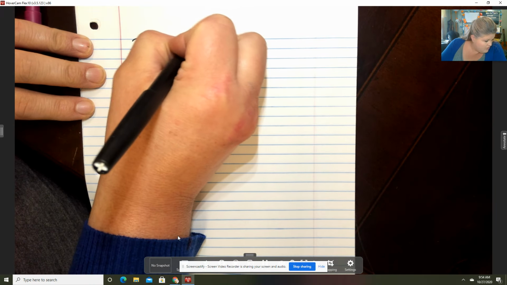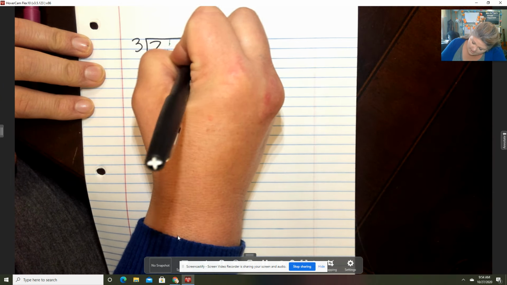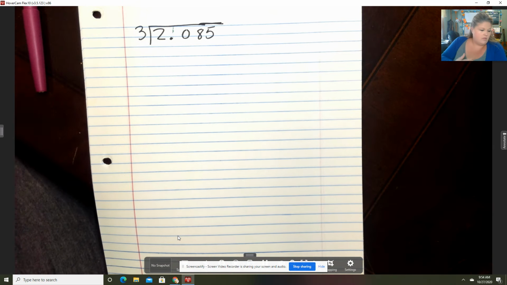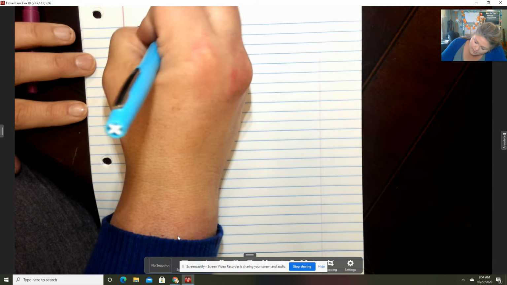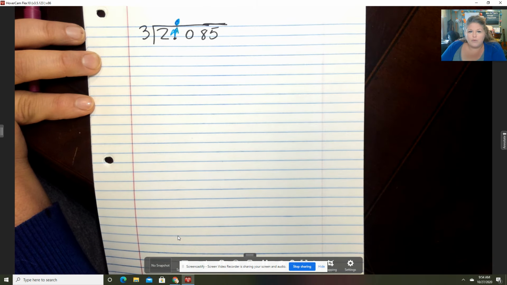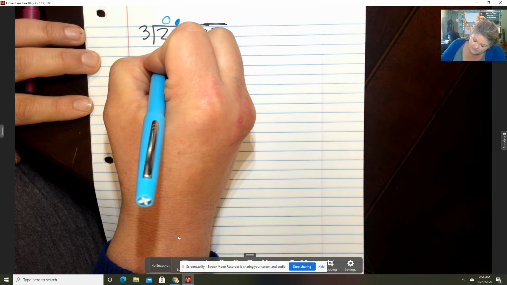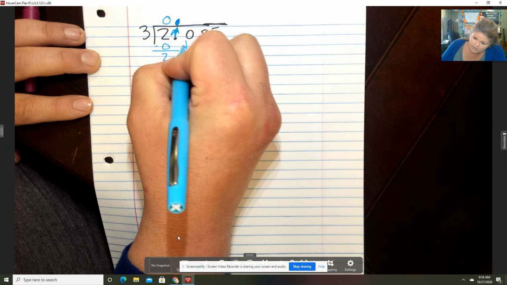3 into 2 and 85 thousandths. That's a long one. And it's cramping. I've not even written that much. So I'm going to bring up my decimal. First rule, always bring up that decimal. 3 goes into 2 0 times. 0 times 3 is 0. Subtract, that is 2. Bring down.